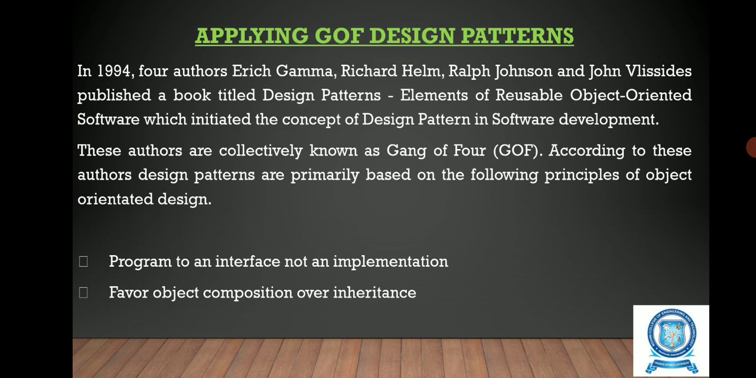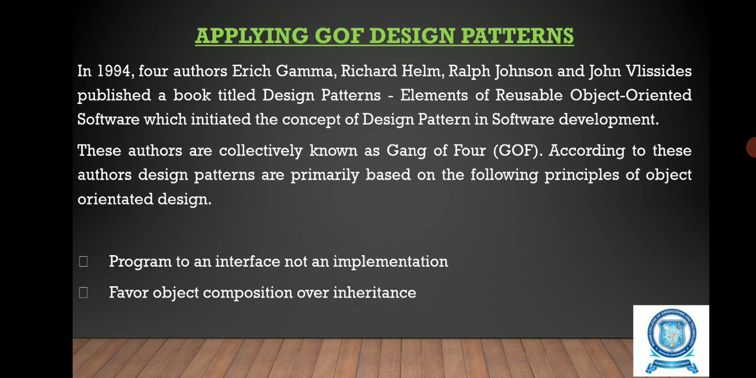In 1994, four authors Erich Gamma, Richard Helm, Ralph Johnson, and John Vlissides published a book titled Design Patterns: Elements of Reusable Object-Oriented Software, which initiated the concept of the design pattern in software development. So all these four are called the Gang of Four: Erich Gamma, Richard Helm, Ralph Johnson, and John Vlissides. All these four together published a book called Design Patterns. So this is called the Gang of Four design patterns.